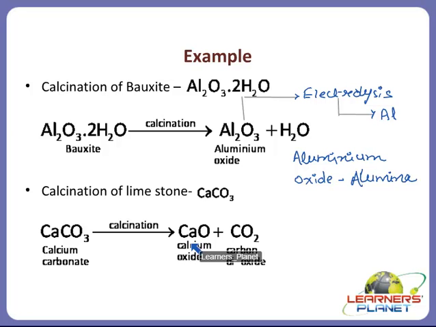And from calcium oxide, we can get to calcium. That can also be done by electrolysis, because calcium is again a reactive metal, or we can just heat it in the presence of a strong reducing agent. Normally, calcium is extracted from calcium chloride by its electrolysis.